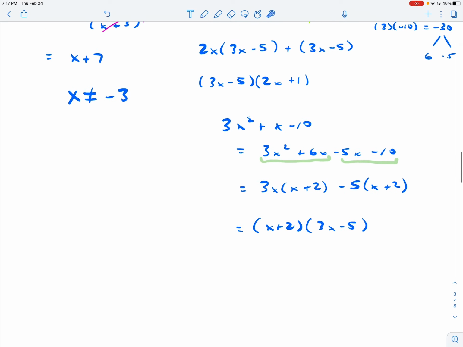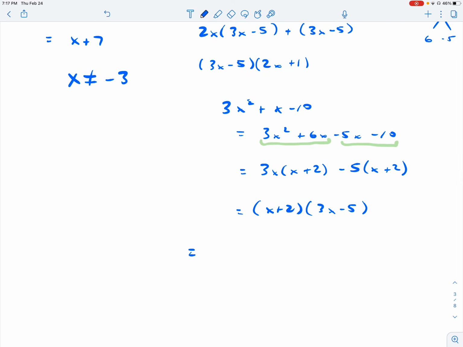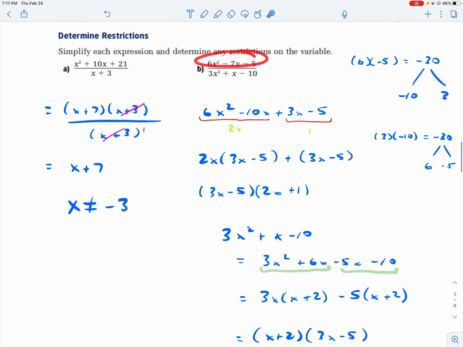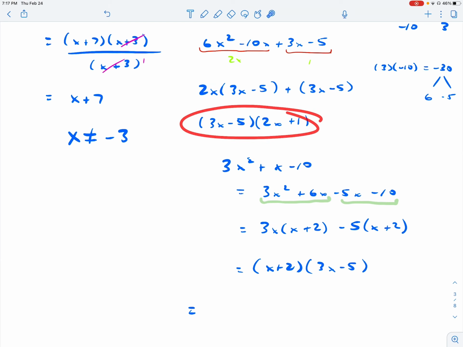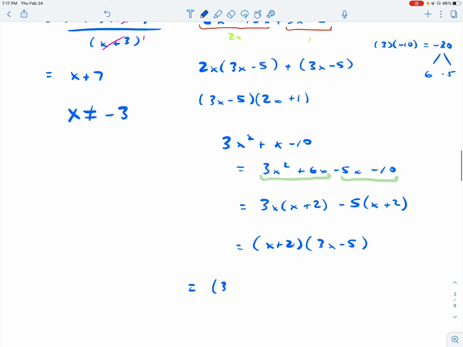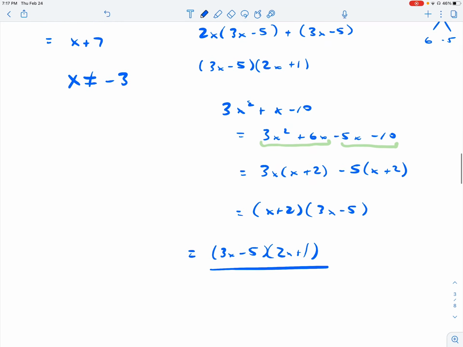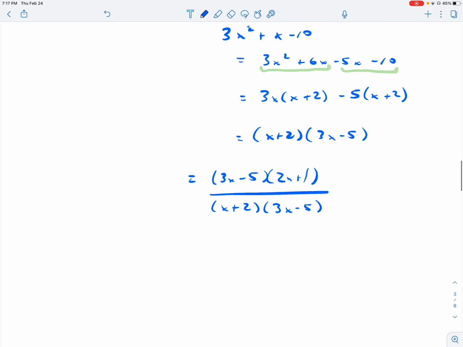So we're left with, this numerator was just this here. So I'm going to have this on the top, 3x minus 5 times 2x plus 1. And then this was my denominator, so I'm going to write that in here. x plus 2, 3x minus 5. Notice we got some common factors in here. Those will cancel out, okay?